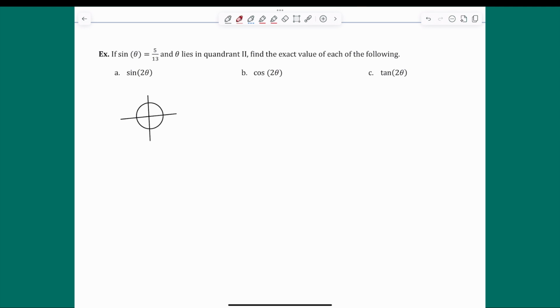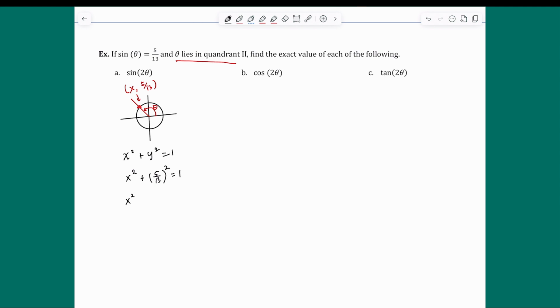We can imagine that our theta, which lies in quadrant 2, has a terminal side that intersects the circle at a point with coordinates x and y, but we know sine of that theta is 5/13 if we use the unit circle. Once again, the unit circle states that x squared plus y squared equals 1. We know the y coordinate, and therefore we can find the x coordinate. So we have x squared plus y squared, where y is 5/13 for this angle, squared, equal to 1.